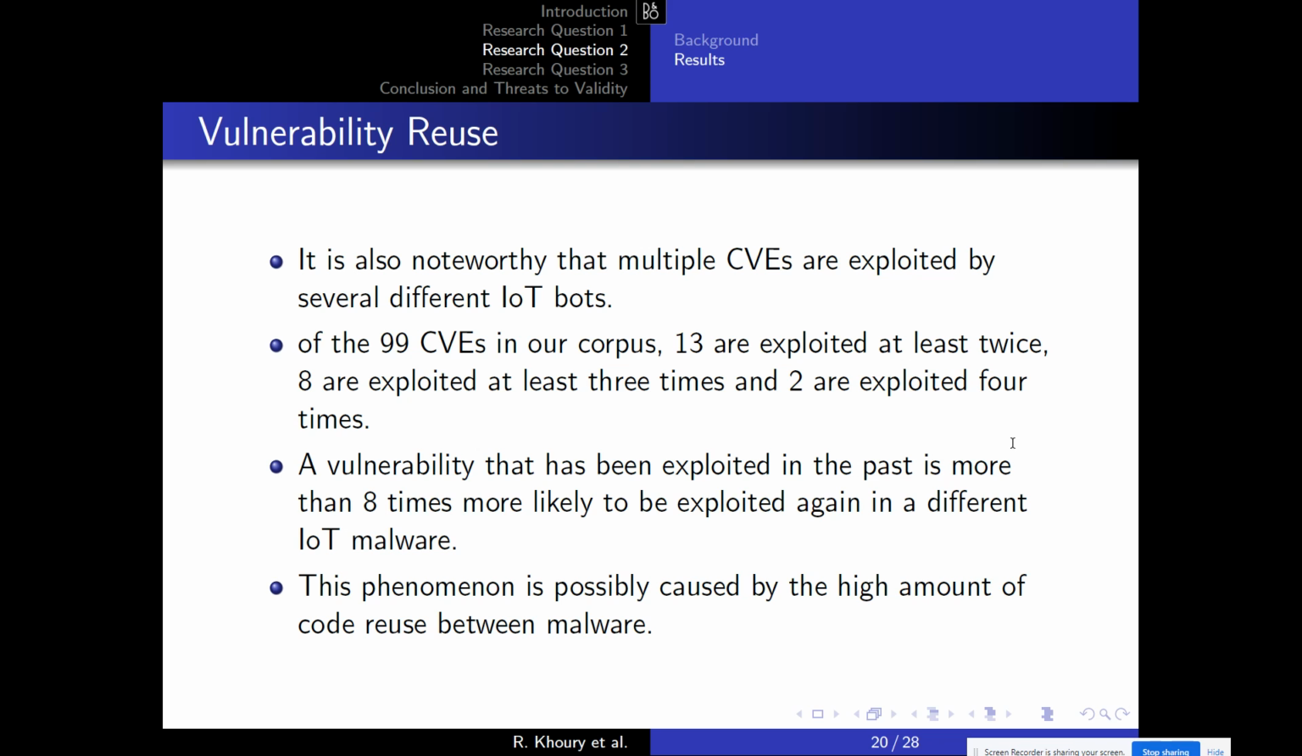This might be because of code reuse, but as I mentioned earlier, the code is not always available. But even when it's not available, IoT malware developers just borrow the idea of doing something as a feature. So the exploit code might be recoded over and over again.